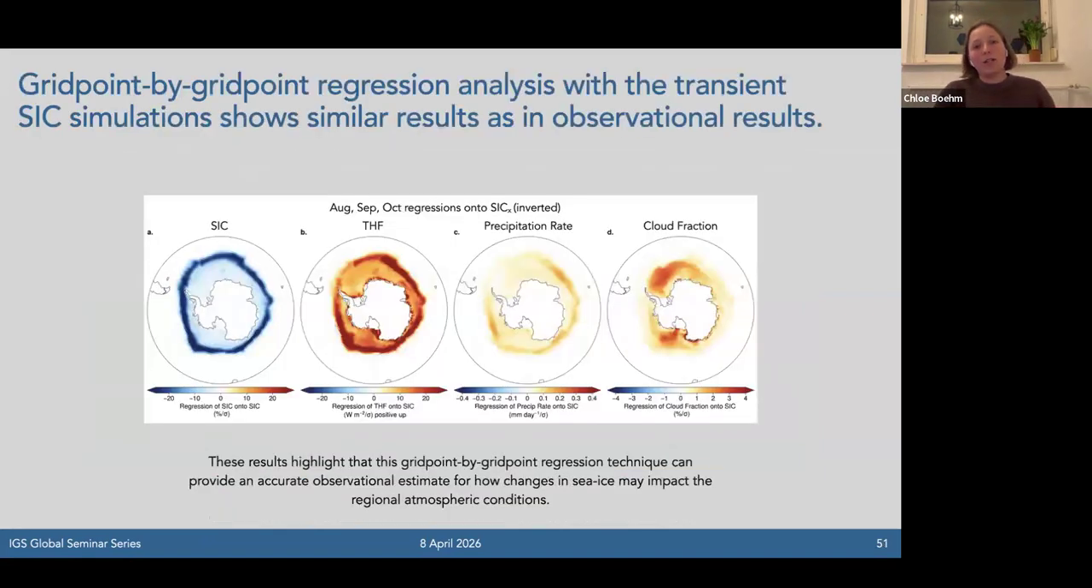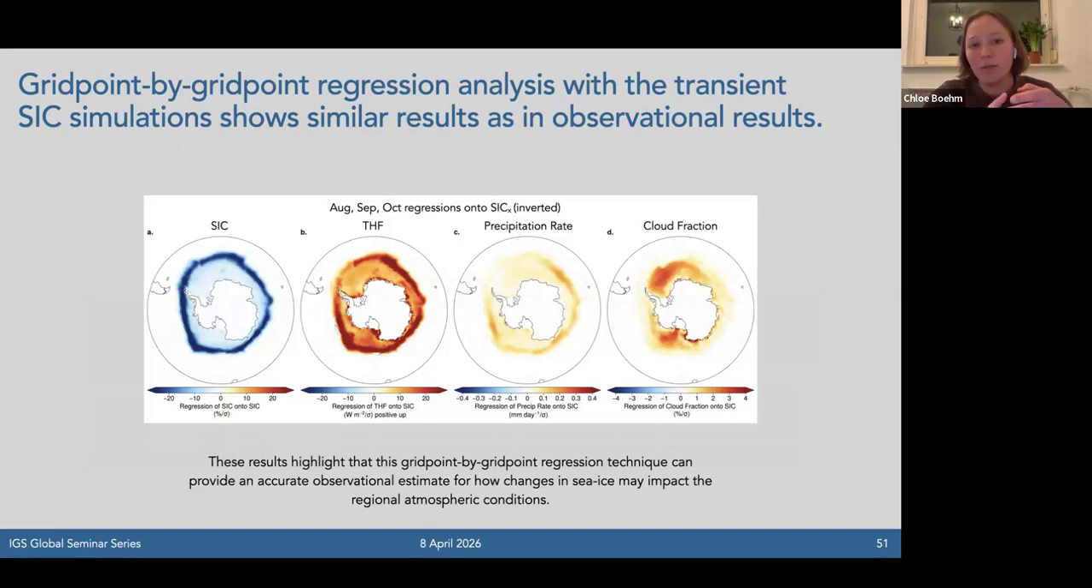And so first we look at the transient sea ice experiments, and we do the same regressions as we did for the observational results. Now I'm only showing one season, but as I mentioned, the seasonality is very similar. And I'll show you the winter season because that's when the largest impacts are.